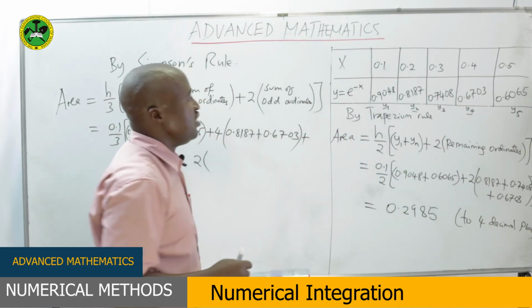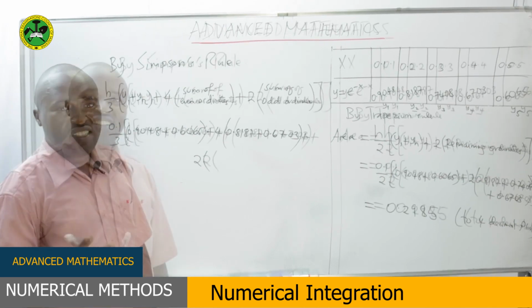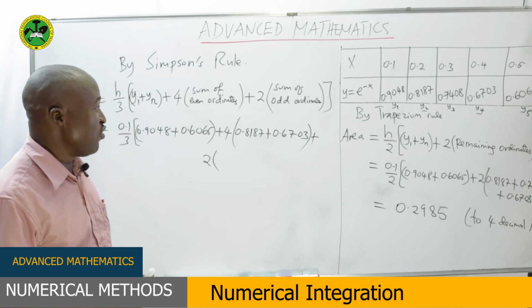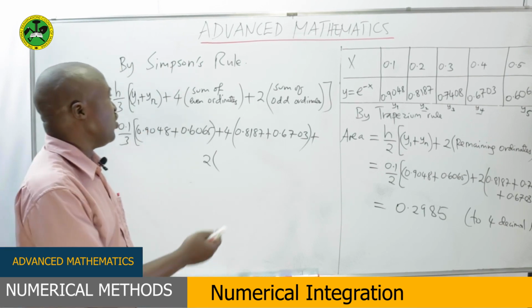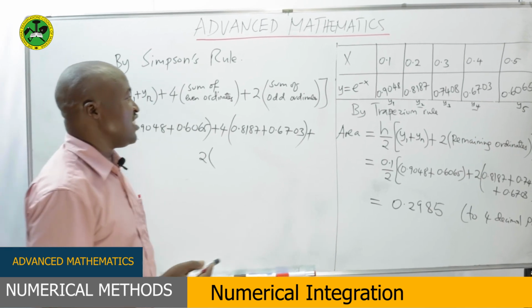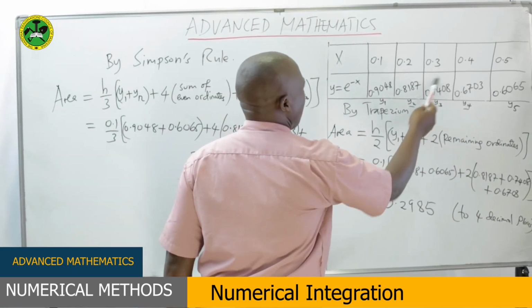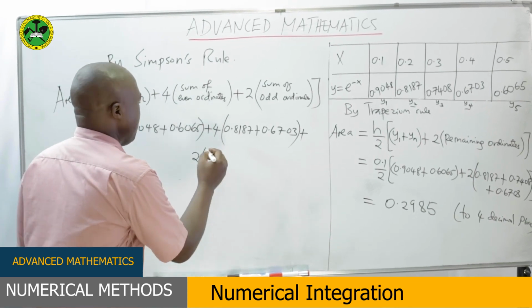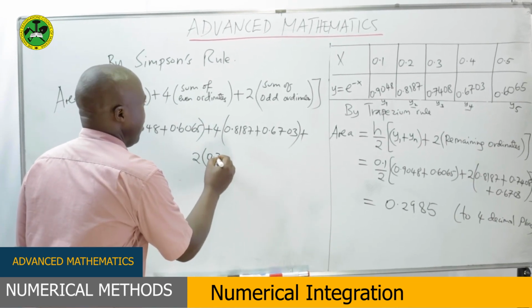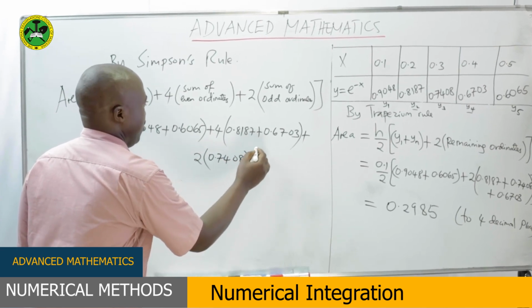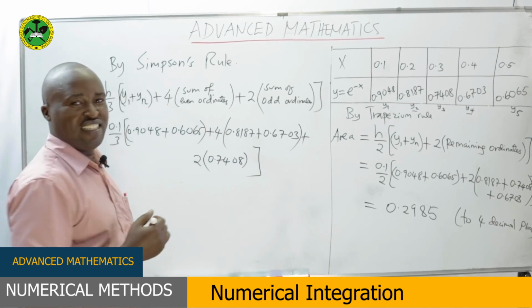So 5 already used it, so we have only y3. Okay, so student, we proceed with the odd ordinates. Remember, for odd ordinates, we just take 2 times the sum of odd ordinates. Now what are the odd ordinates here? We have only one data. That is 2 times 0.74080. So we just close the bracket.